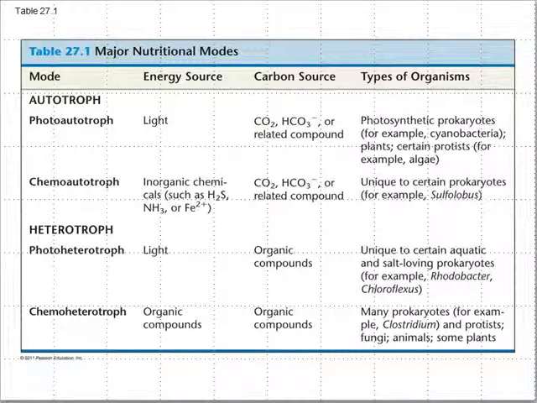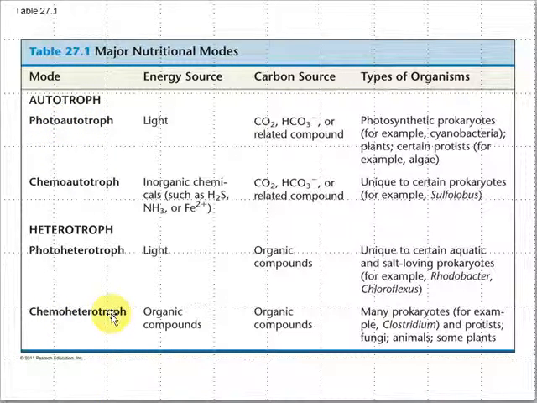Your book in Table 27.1 lists all these various nutritional modes and talks about where you might see some examples. For example, a photoautotroph, and the best example for us might be the photosynthetic prokaryotes, plants, of course. Those would probably be good examples. So a plant is a photoautotroph. Going back to animals like you and me and elephants and zebras, that would be a chemoheterotroph. So a photoautotroph would be like a land plant, and a chemoheterotroph would be like a land animal.